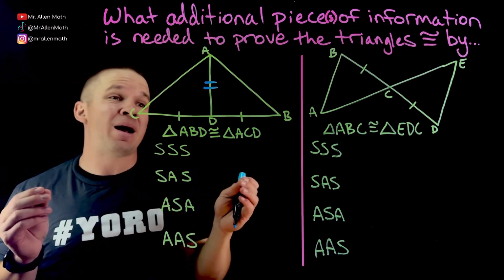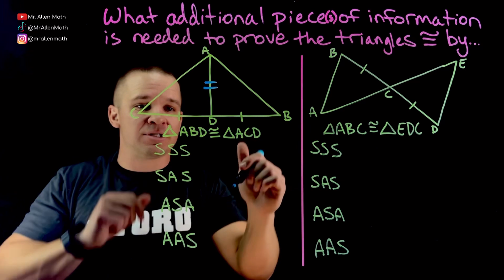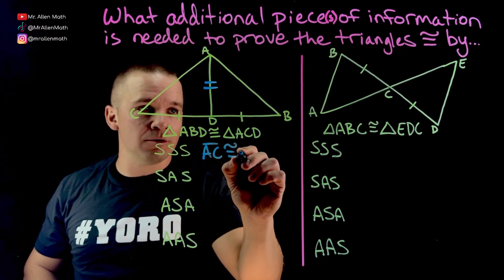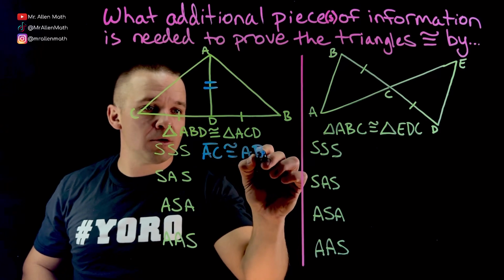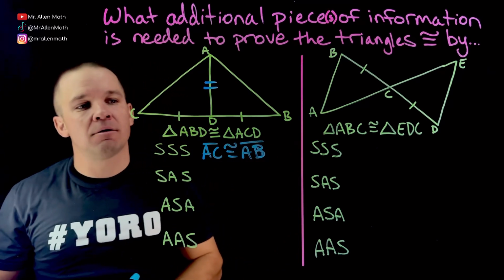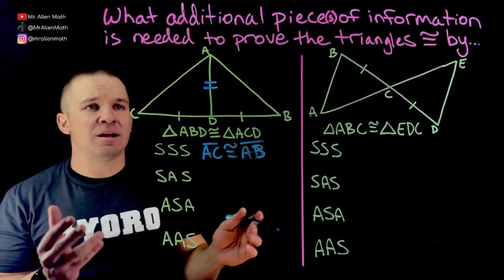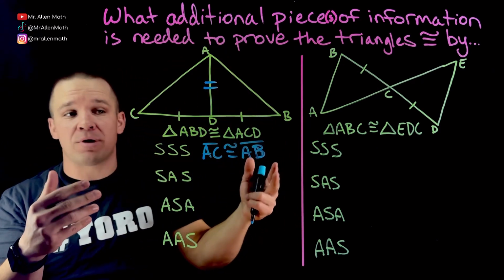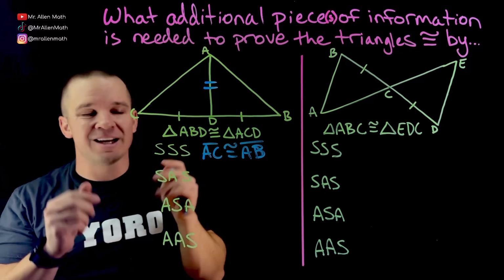What other stuff am I going to need? I'm going to need the other two sides. So I'm going to need AC is congruent to AB. There we go. All right. First one done, right? Because I already got these two sides given, and that one, reflexive property, good to go, done, side, side, side.